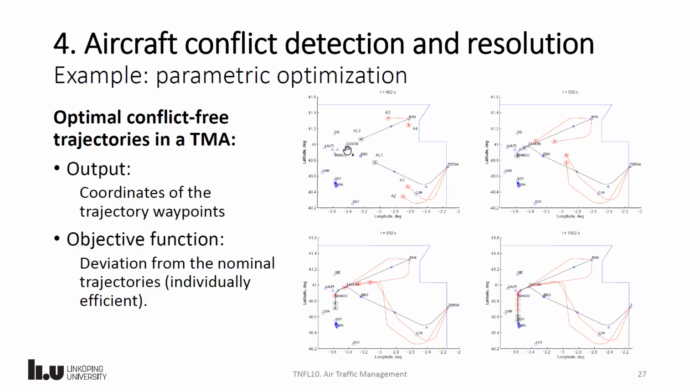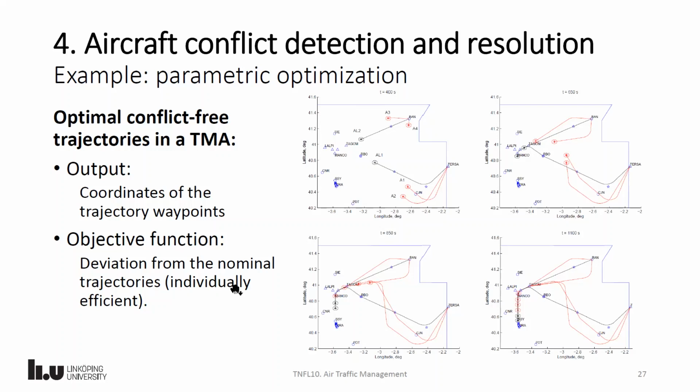Then we have all the waypoints that are inside this terminal maneuvering area. So the output of the optimization problem in this particular paper is the coordinates of the trajectory waypoints. So the output is a sequence of waypoints that the aircraft must follow, and the objective function is the deviation from the nominal trajectories.